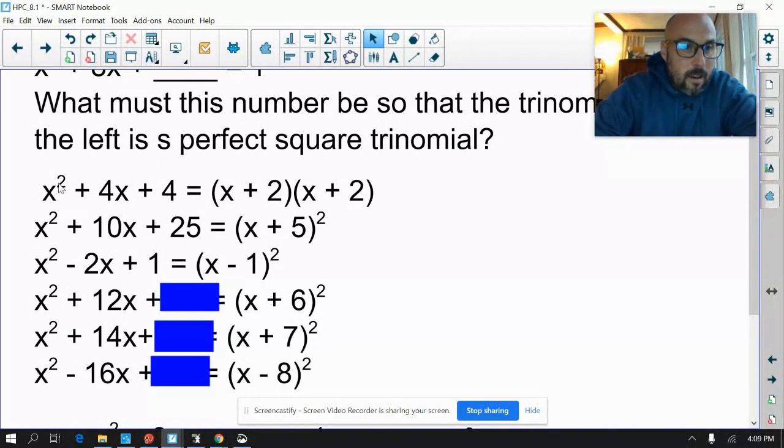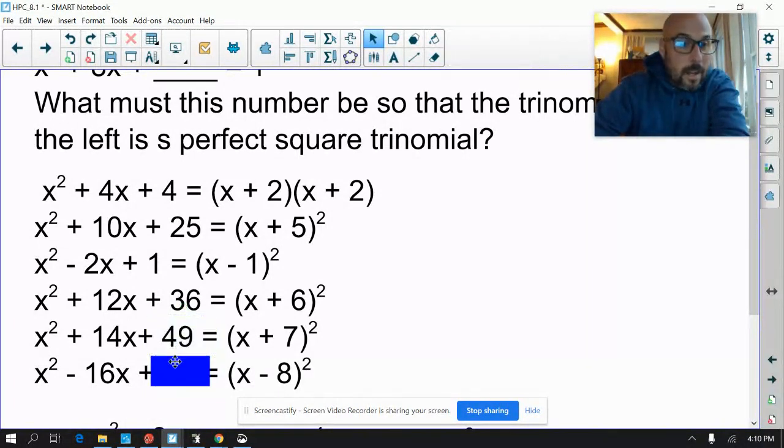All 6 examples have 1x squared. So what's underneath these blue squares is not really affected by what's right here. What is this middle term? So how is 4 related to 4? How is 10 related to 25? How is negative 2 related to 1? How is 12 related to what's under here? 36. X plus 6 times x plus 6 will give you this trinomial. So it's x plus 6 squared. Under here, 49. And under here, 64.